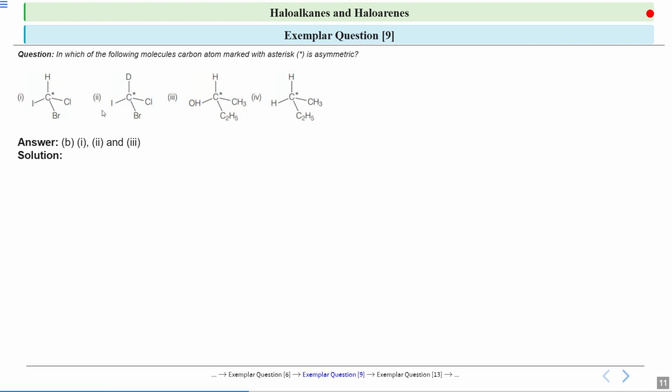Okay, so for this question, your correct answer is option B, that is first, second, and third. That means first molecule, second molecule, and third molecule.